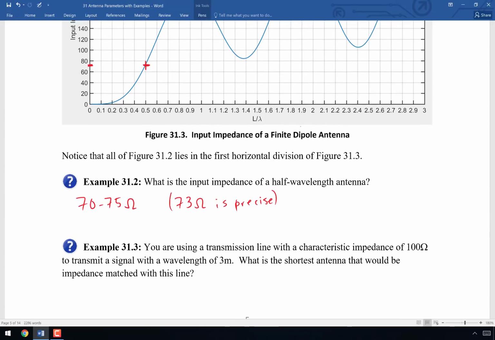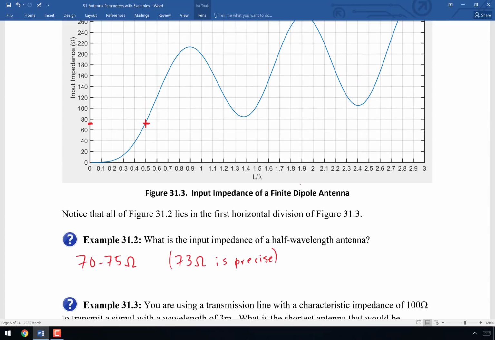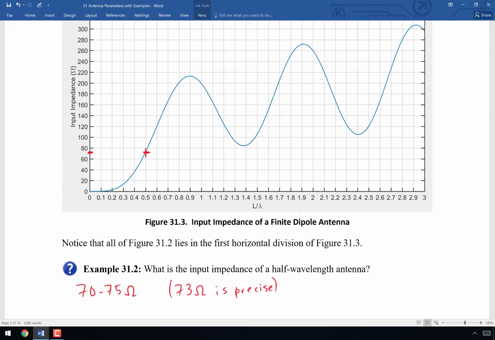You're using a transmission line with a characteristic impedance of 100 ohms to transmit a signal with a wavelength of 3 meters. What is the shortest antenna that would be impedance matched with this line? So we know that we need the input impedance of the antenna to be 100 ohms. So what I'm going to do is go across here, and at that horizontal line of 100 ohms, anywhere that I cross that line, that's going to be an impedance matched antenna.